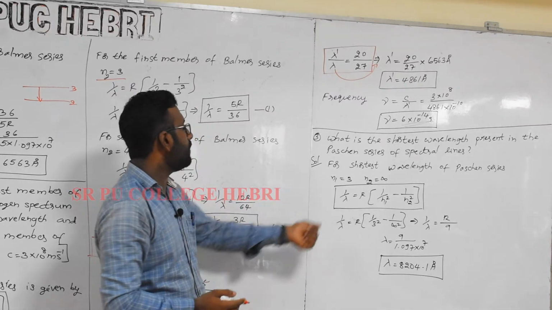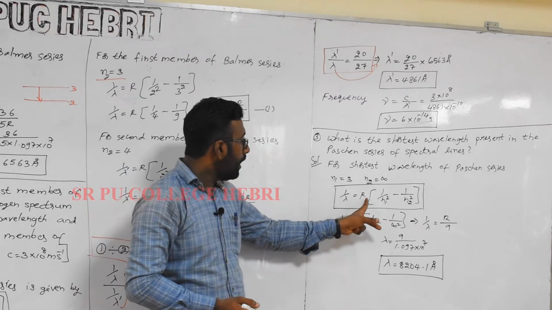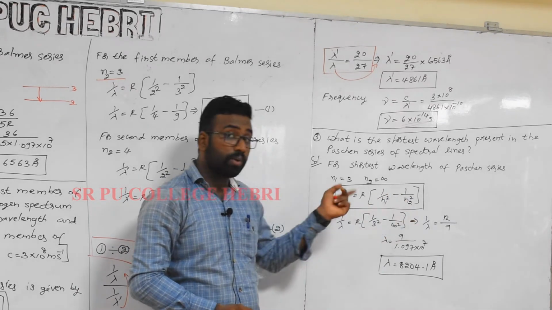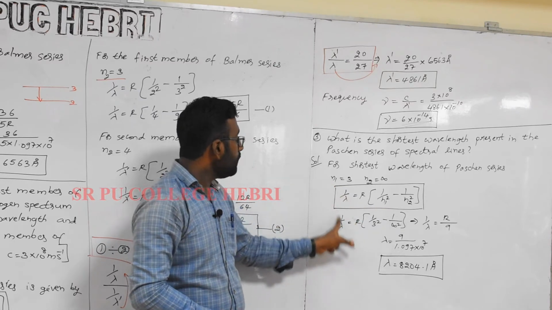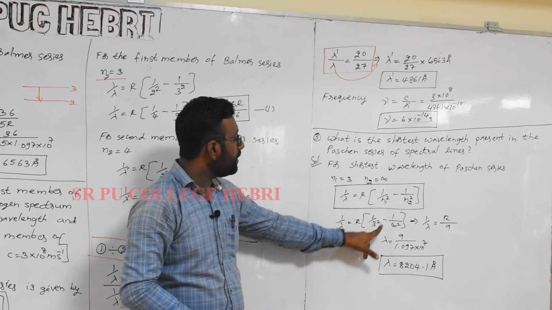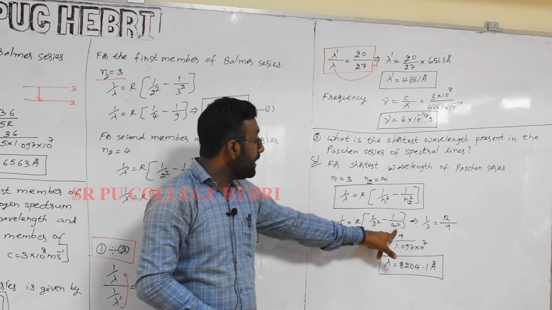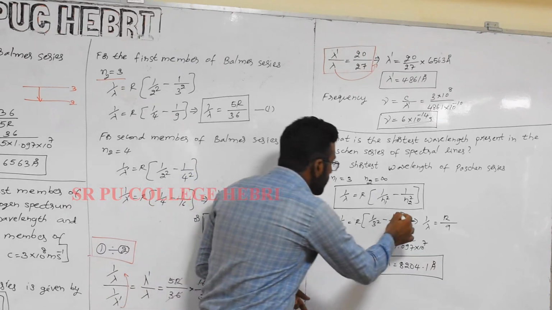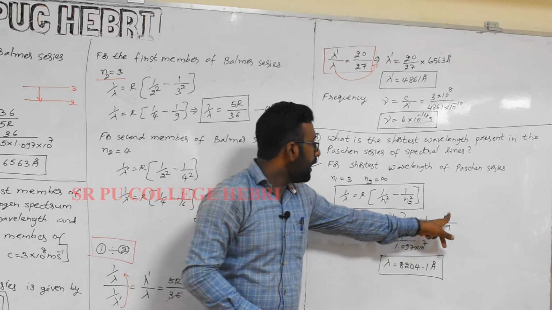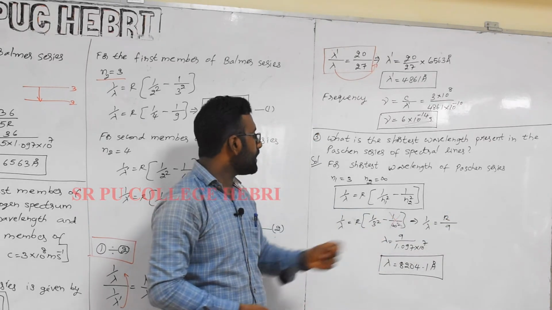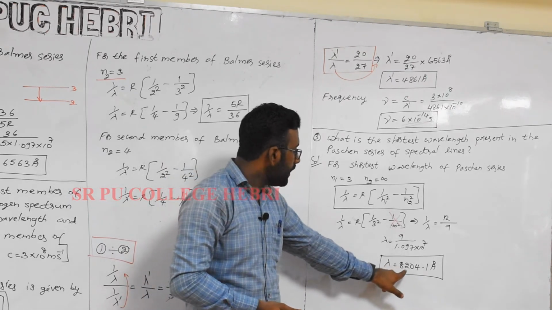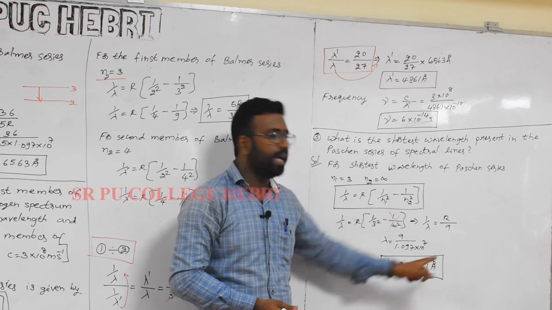Just substitute the values. 1 by lambda is equal to R into 1 divided by n1 square minus 1 divided by n2 square, your equation. Then 1 divided by lambda is equal to R into 1 divided by 3 square minus 1 divided by infinity square. This term will get cancelled. What do you get? 1 by lambda is equal to R divided by 9. Just do the calculation and check the value that you will get. Lambda is equal to 8204.1 angstrom.